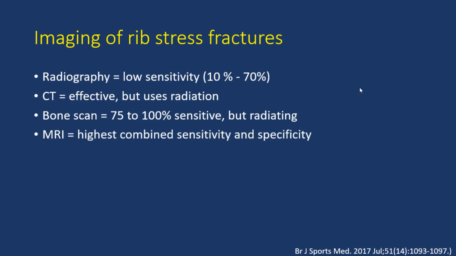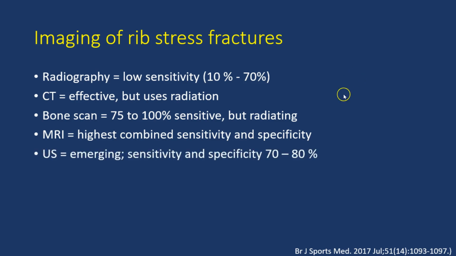MRI will have the highest combined sensitivity and specificity, but it's expensive and it may not be widely available, and you get a lot of anatomy on the MRI, so you do open yourself up to a lot of false positives. Ultrasound's emerging. It's got pretty good sensitivity and specificity, around 70 to 80%.